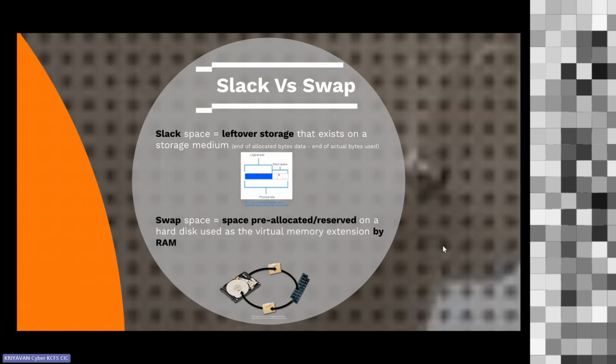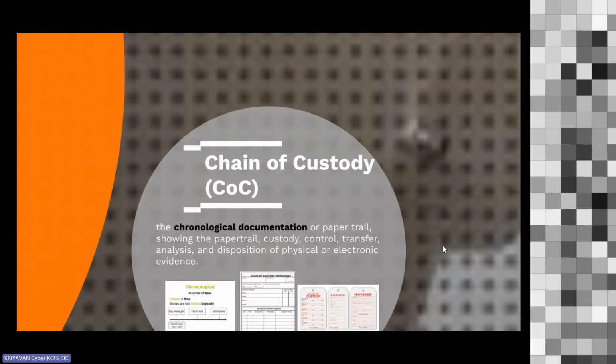Where you can see this: if you are a Windows user, open My Computer. In C colon, you will find two to three files, swap.sys, hiberfil.sys, right? Two or three files with the .sys extension will be there. Those files are called swap and slack space.